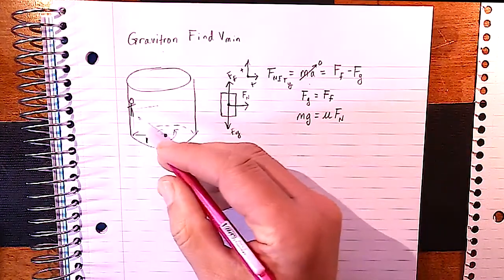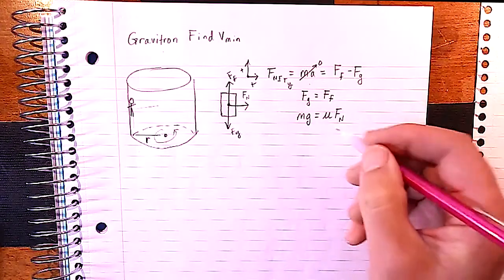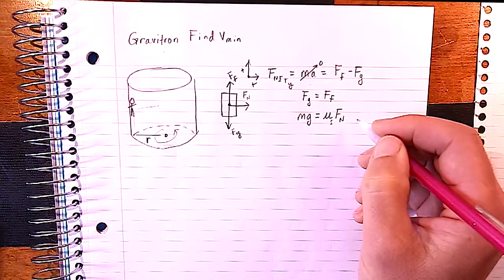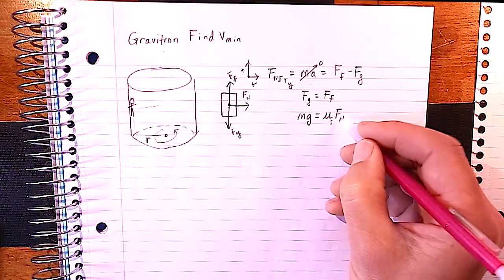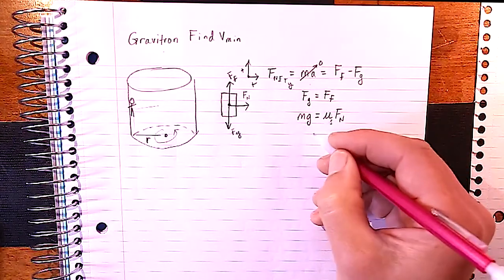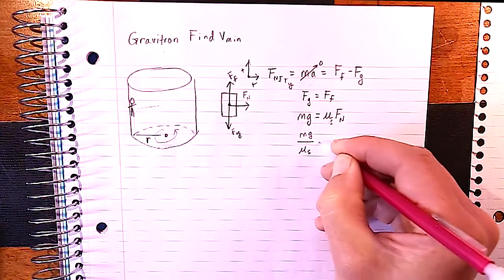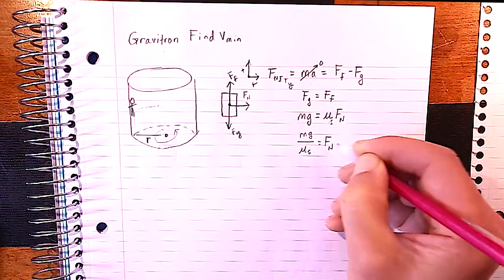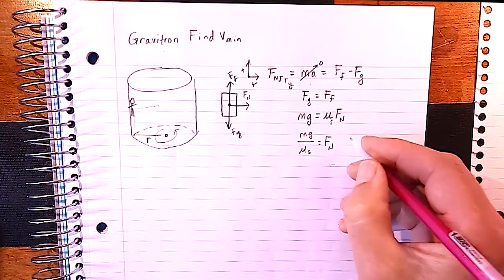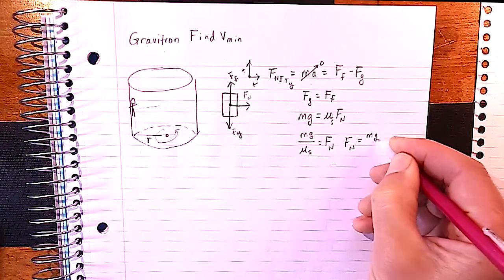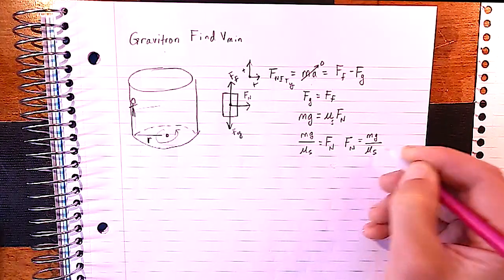Now the person is not sliding, so that means that this is mu s, or static friction. So what is Fn? Let's divide through by mu s. So we have mg over mu s is equal to Fn. And I can just flip this equation around and say that Fn is equal to mg over mu s.